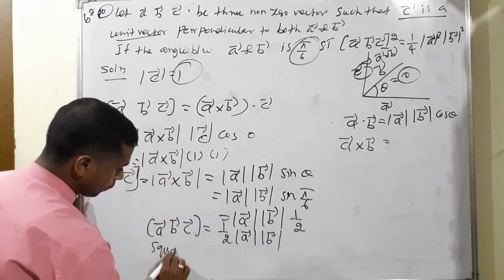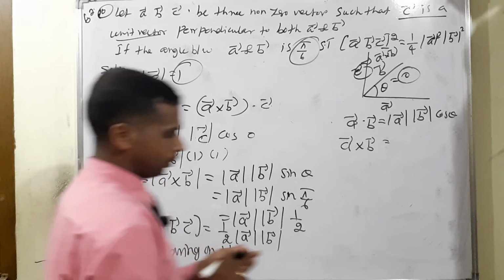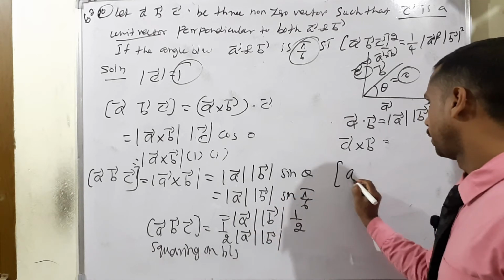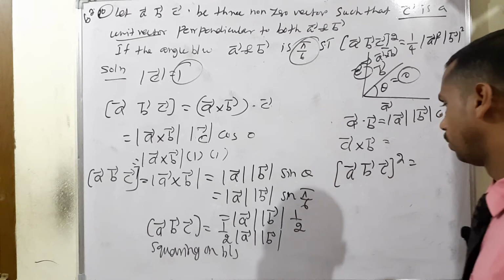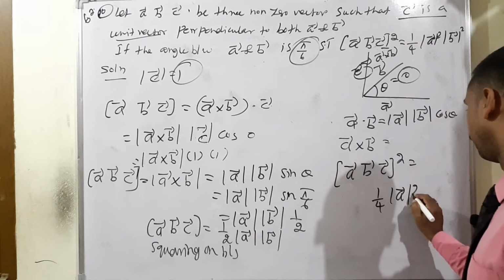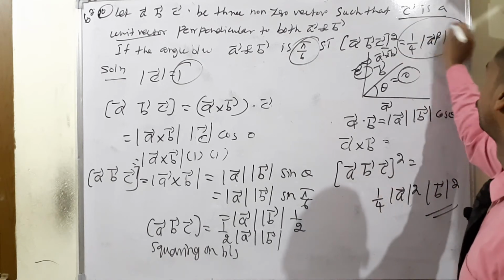Again, squaring on both sides. What will happen? Squaring on both sides means box product A vector, B vector, C vector, the whole square is equal to 1 by 2 the whole square, which means 1 by 4 modulus of A vector square into modulus of B vector square. This is our proof.